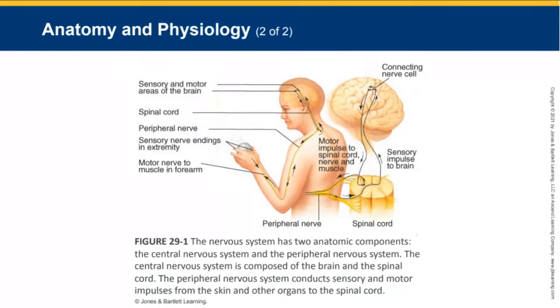The nervous system has two anatomic components, the central nervous system and the peripheral nervous system. The central nervous system is composed of the brain and the spinal cord. The peripheral nervous system conducts sensory and motor impulses from the skin and other organs to the spinal cord.